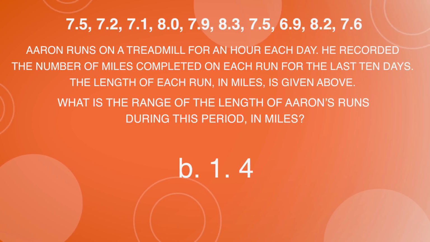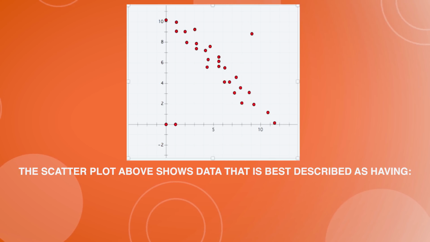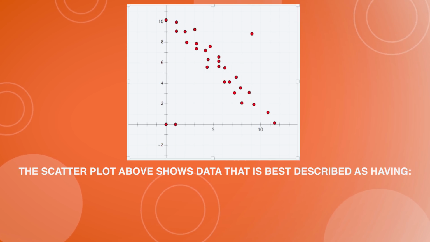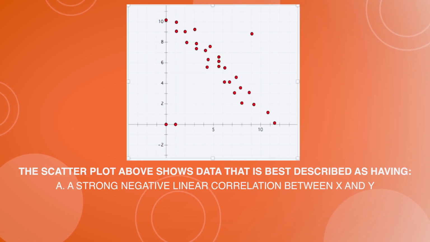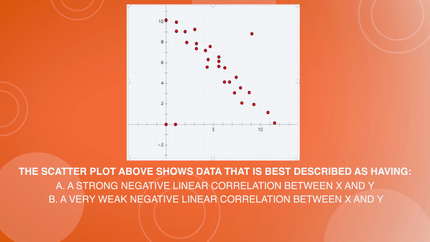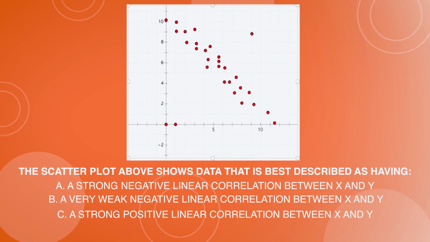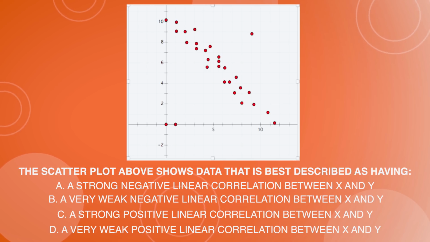The scatter plot above shows data that is best described as having a strong negative linear correlation between x and y, a very weak negative linear correlation between y and x, a strong positive linear correlation between x and y, a very weak positive linear correlation between x and y.